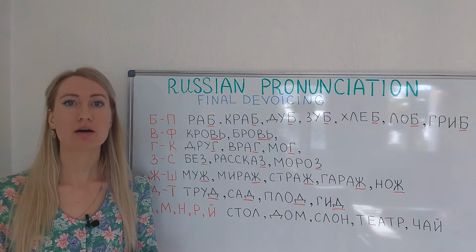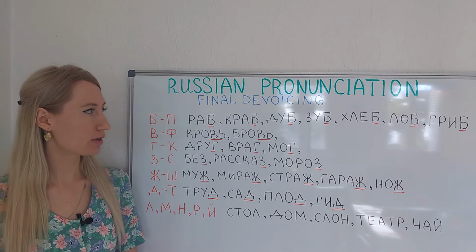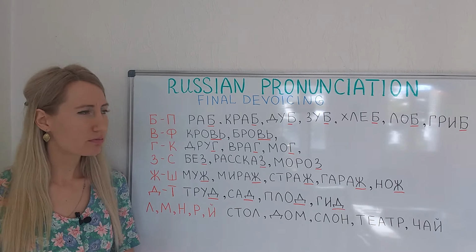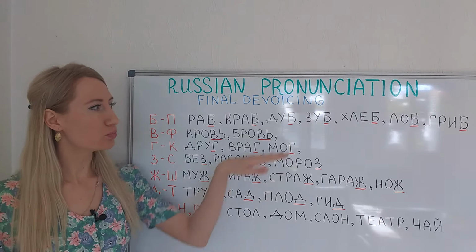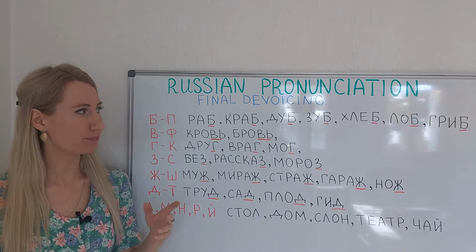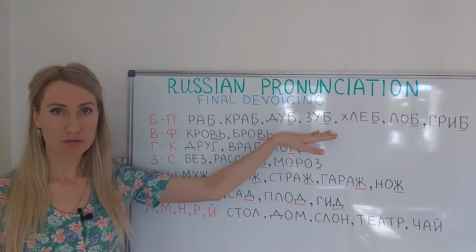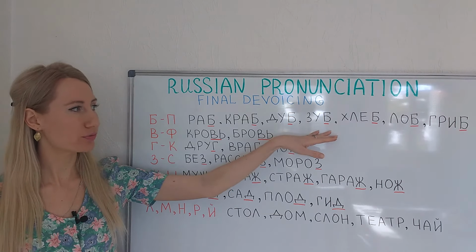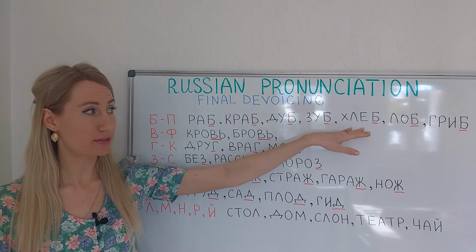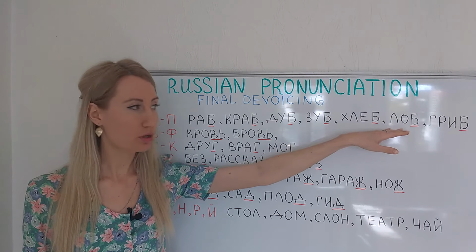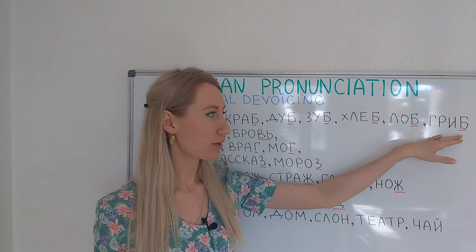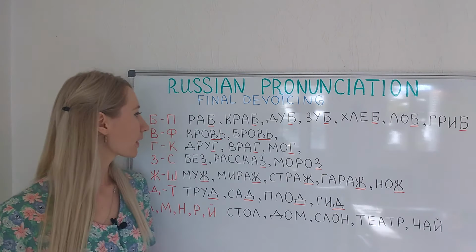Раб, раб, a slave. Краб, краб. Дуб, дуб. Oak, a tree. Зуб, зуб, a tooth. Хлеб, хлеб, bread. Лоб, лоб, forehead. Гриб, гриб, mushroom.